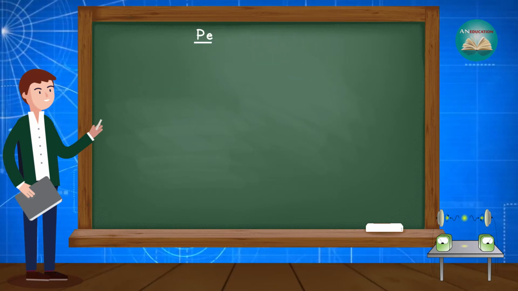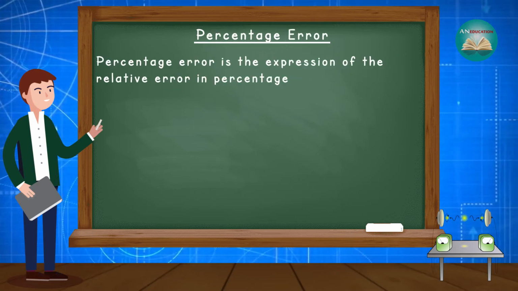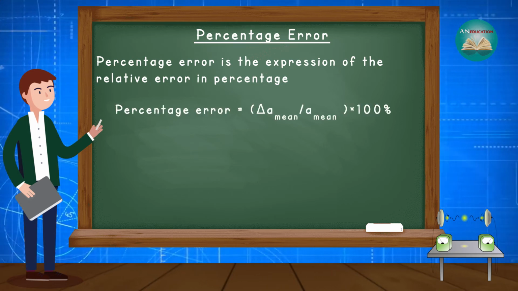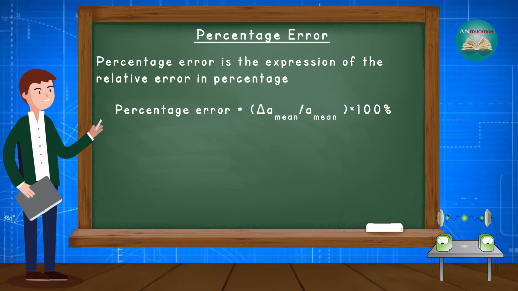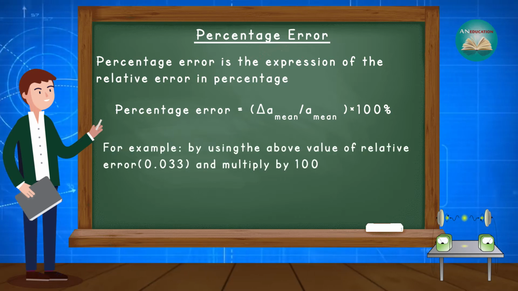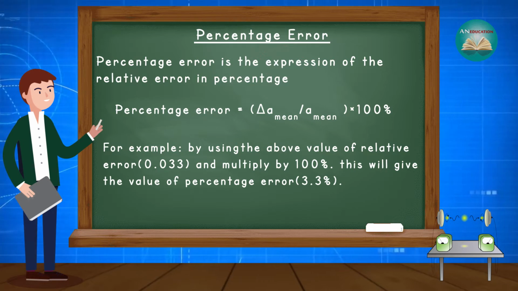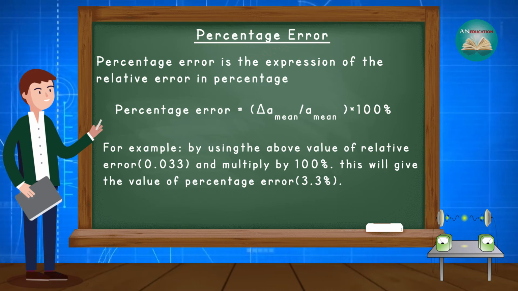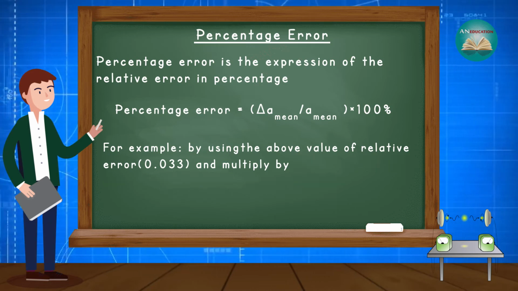After that, let's discuss percentage error. Percentage error is the expression of the relative error in percentage. The formula of percentage error is delta A mean upon A mean multiplied by 100%. For example, by using the above value of the relative error, 0.033, and multiplying by 100%, this will give the value of percentage error, that is 3.3%.